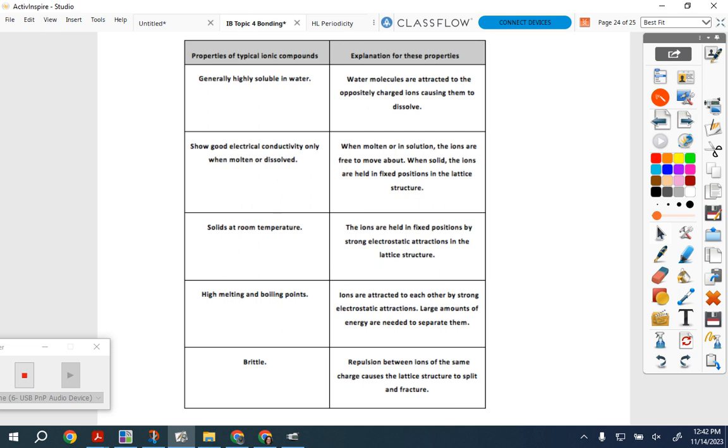So, any questions? All right, we'll move on to covalent stuff next.